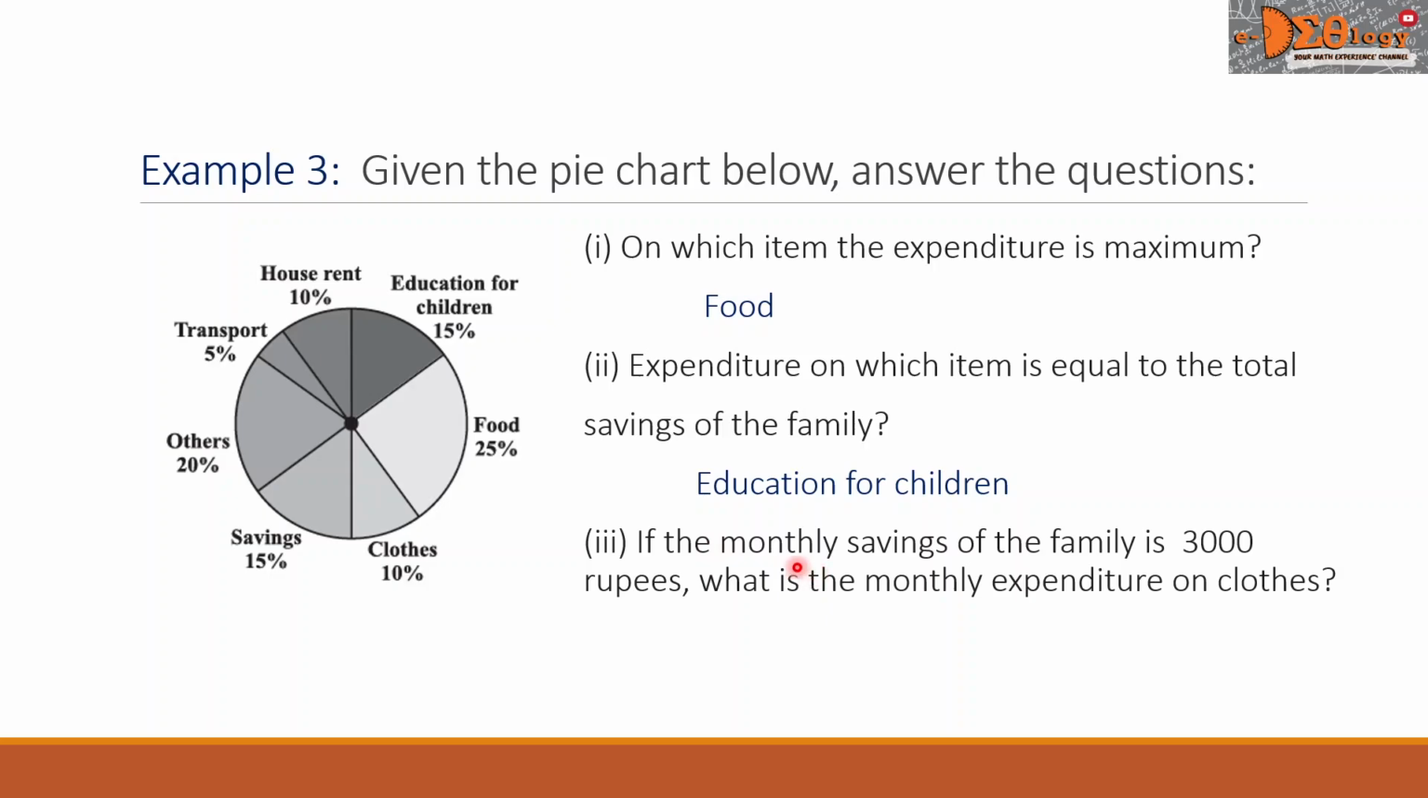Question 3. If the monthly savings of the family is 3,000 rupees, what is the monthly expenditure on clothes? Look at our savings, that is 15%. So, the 15% here represents 3,000 rupees. So the question is, what about the clothes with 10%? To represent 10%, we will write now this 3,000. We divide by this 15. Then we multiply the fraction by 10. The answer here is 2,000 rupees. This is the answer for question number 3.